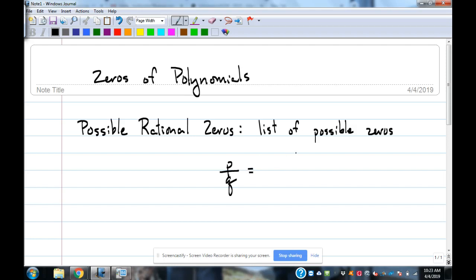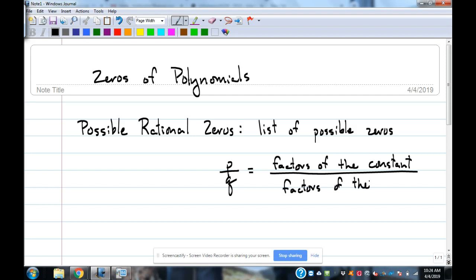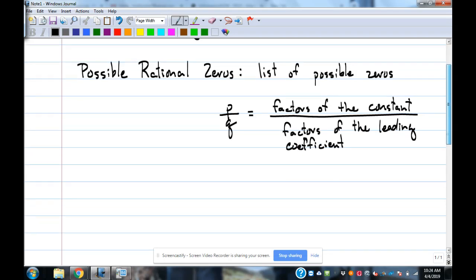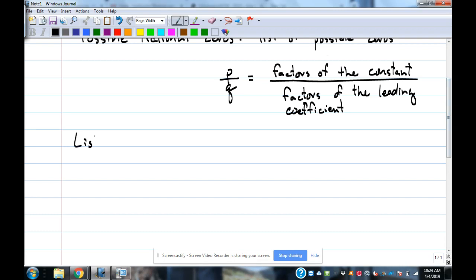And on the top is going to be the factors of the constant. And on the bottom will be the factors of the leading coefficient. Maybe we know what those mean. If they don't, it's not hard. First thing we're going to do is just list the possible rational zeros, and then we'll use them later.